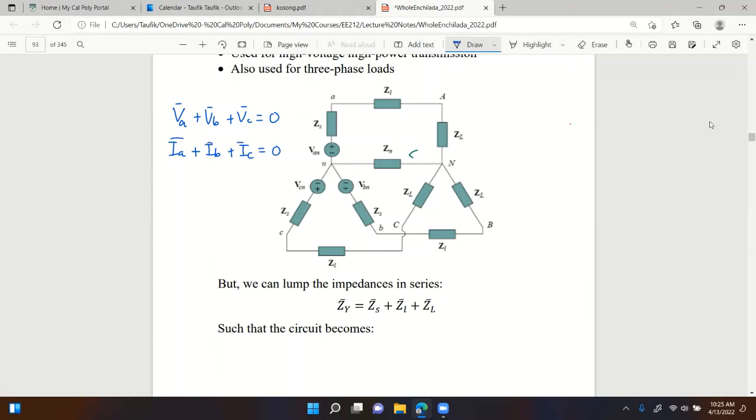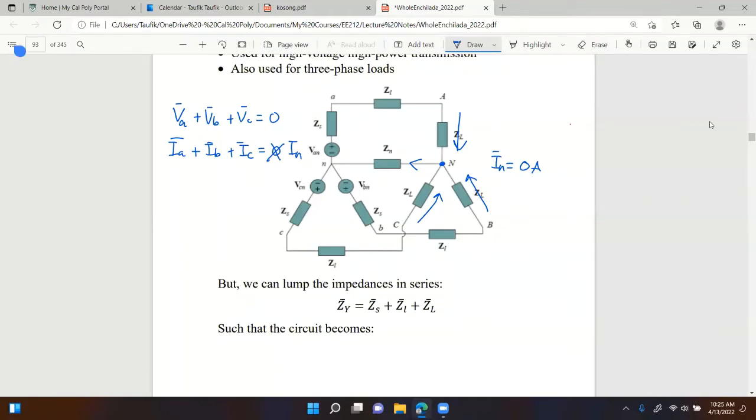If it's balanced. So imagine if you have current A going that way, current B going that way, current C going that way. Then at this node by KCL, IA plus IB plus IC, which is IN, is equal to IN. If it's balanced, it's going to be equal to 0. So IN for balanced is equal to 0 amps. Make sense?